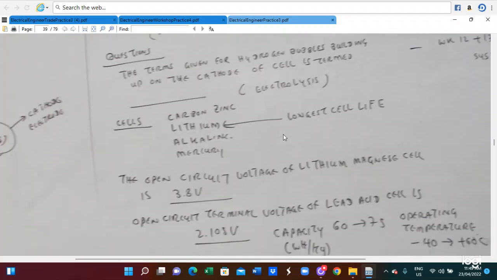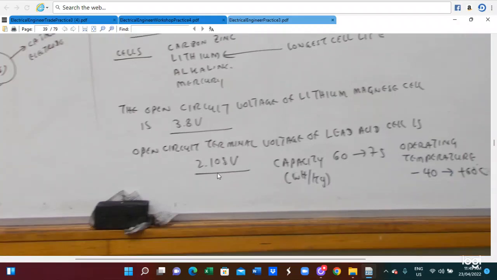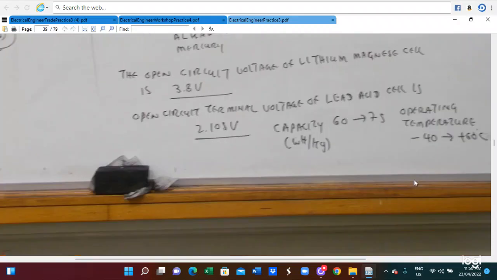The longest cell life is the lithium cell. The open circuit voltage of a lithium cell is 3.8 volts. The open circuit voltage of a lead acid cell is 2.1 volts. The capacity is 36 to 75 watt-hour per kilogram. The operating temperature is -42 to +60 degrees centigrade.